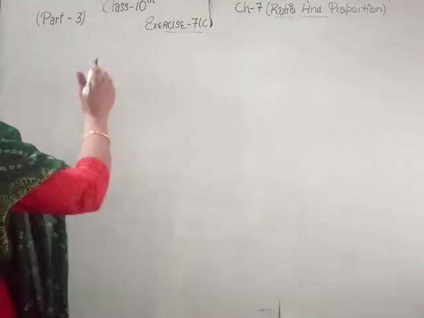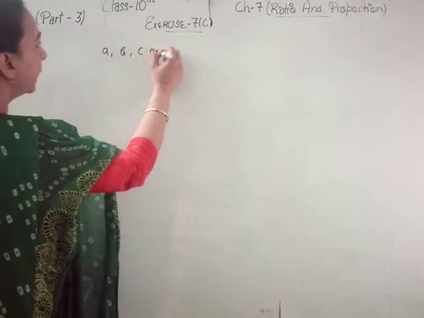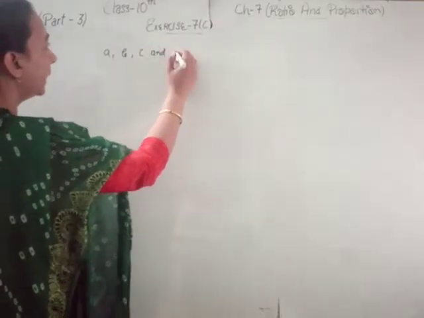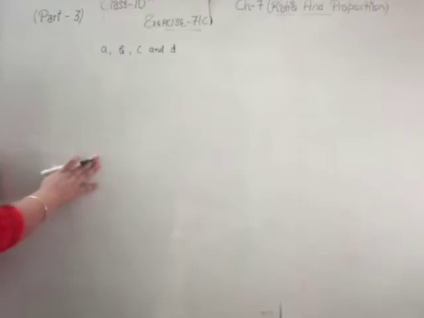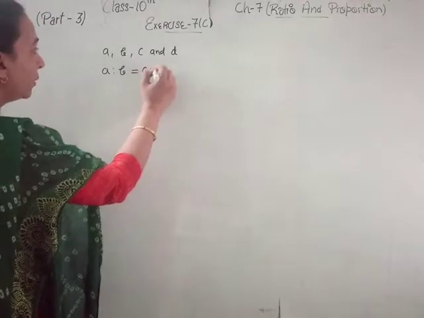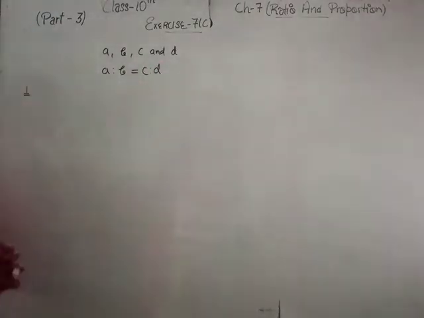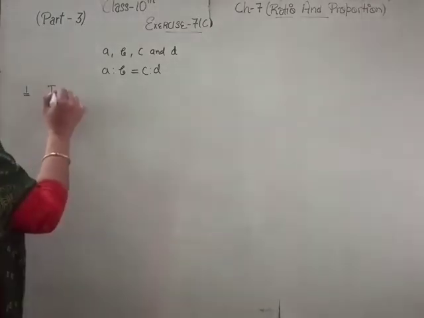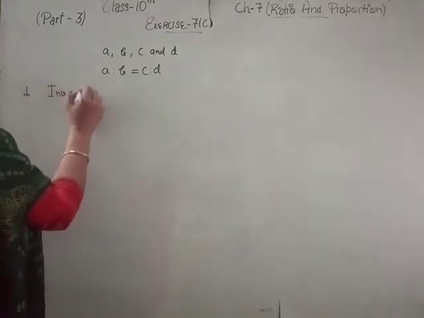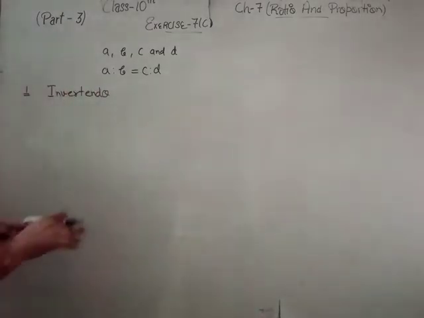Students, if we have four quantities A, B, C and D, and these are in proportion, that means A ratio B equal to C ratio D. Then the first property is inverted. First is invertendo. What is invertendo?